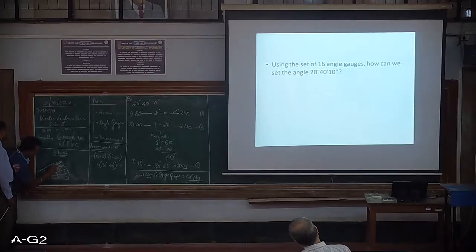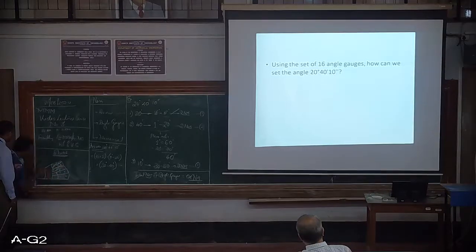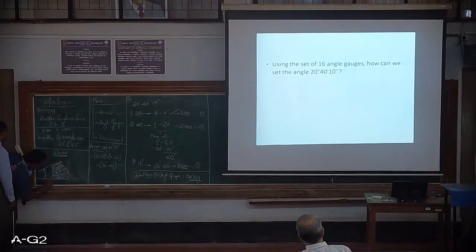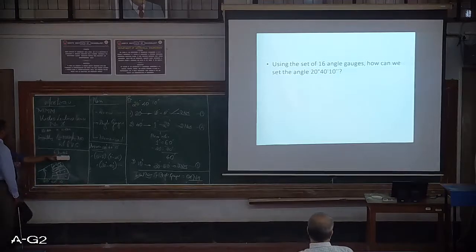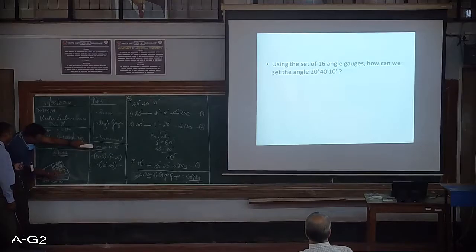I want to build now the 10 seconds, for which I'm adding 30 seconds and reducing 20 seconds. So please note the signs. This is addition, this is subtraction, this is addition. So effectively, from this point to this point, it is 20 degrees, 40 minutes and 10 seconds.